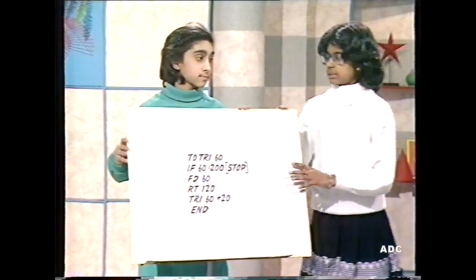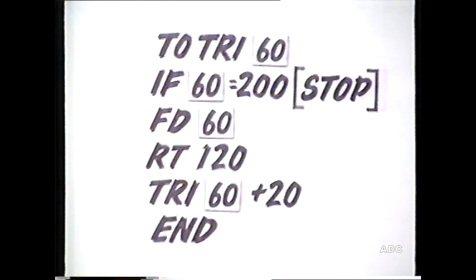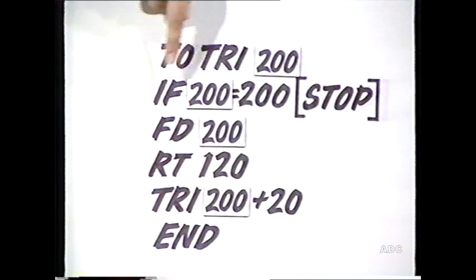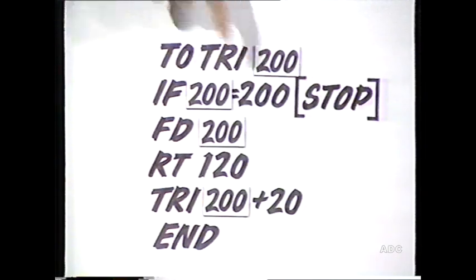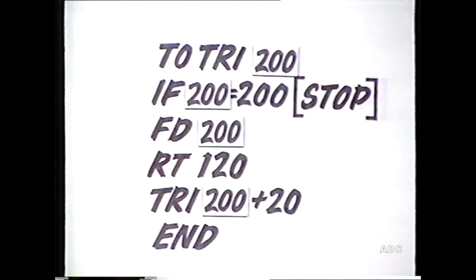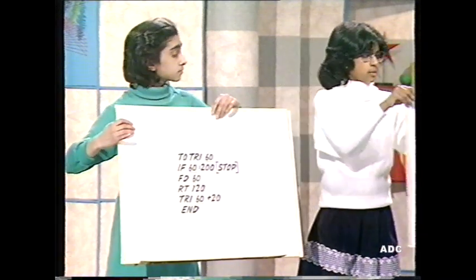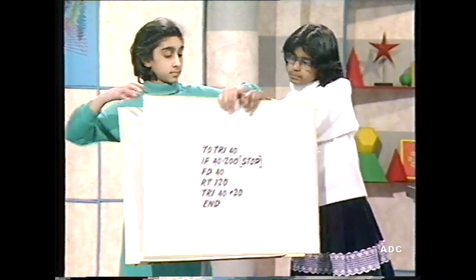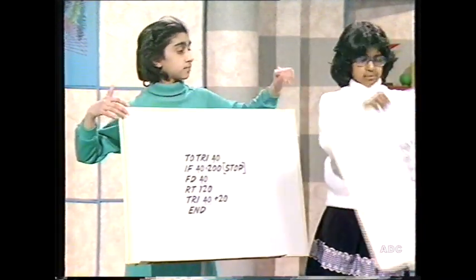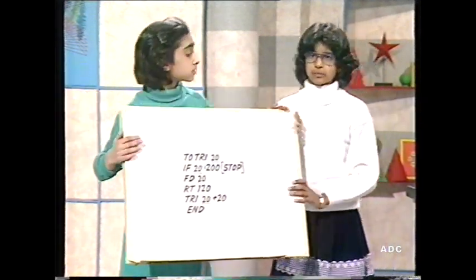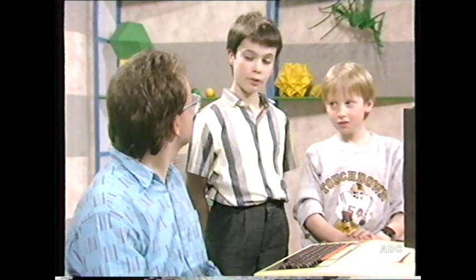This goes on until at last you get to the procedure called try 200. If 200 equals 200, well, it is, so the procedure stops. All the other procedures come to an end. So they stop as well. And then you have your finished drawing. So that's how it's done.